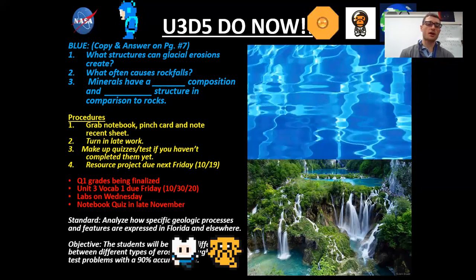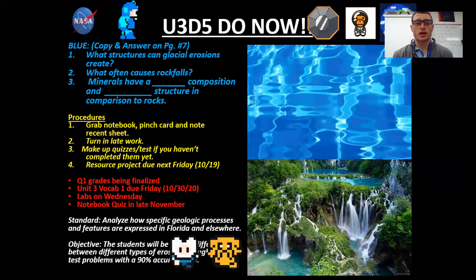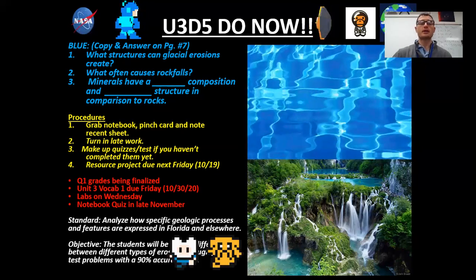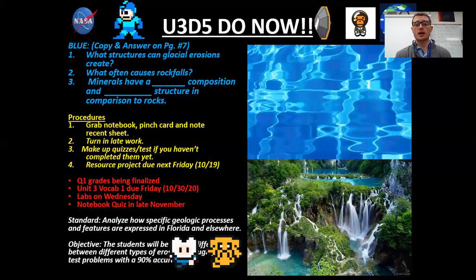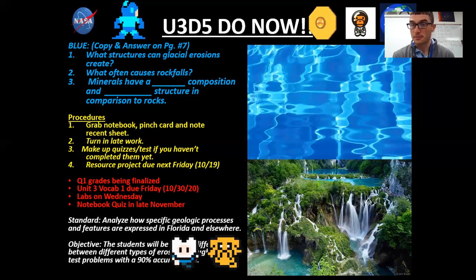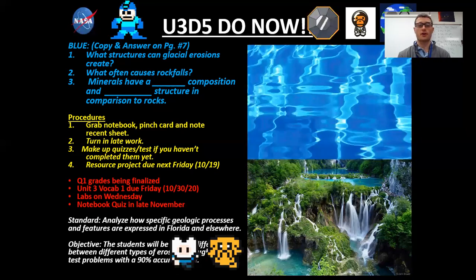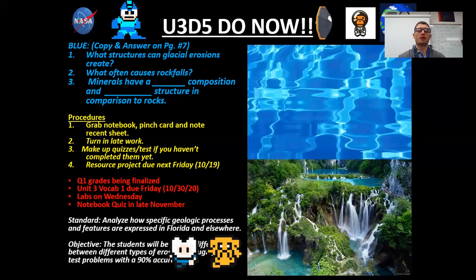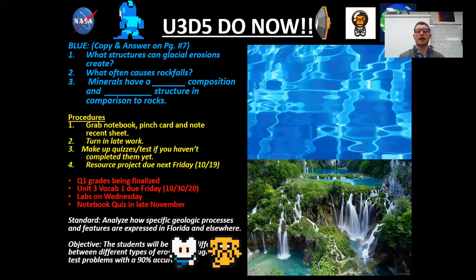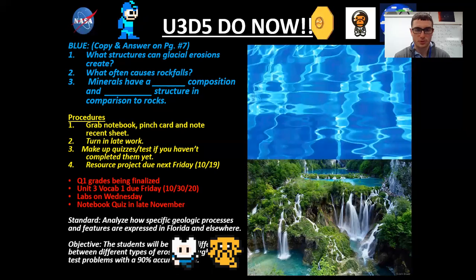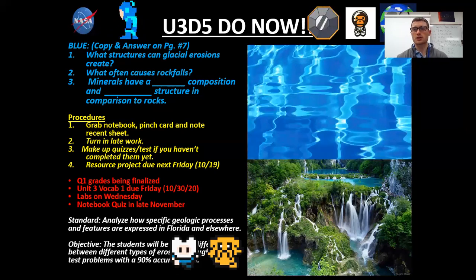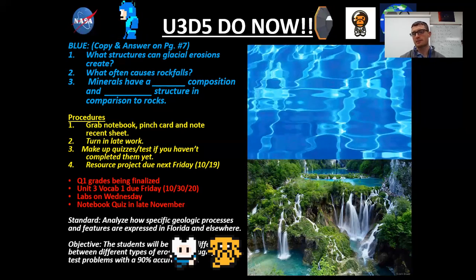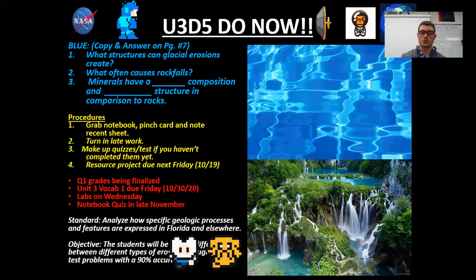Okay, well, let's go and start off with our Go Blue, guys. Number 1, what structures can glacial erosions create? That's at the top of page 5. Got the answer right there, right? Number 2, what often causes rock falls? Okay, middle of that page 5, what causes rock falls? That was last week's lesson, Thursday. And then 3, minerals have a blank composition and blank structure in comparison to rocks. Okay, so let's go ahead and pause the video and write those down on page 7 and answer those. See what you got. Take a minute. Take a minute. 3, 2, 1.